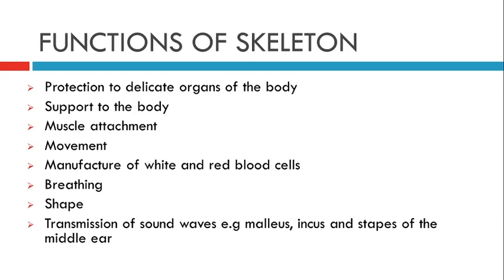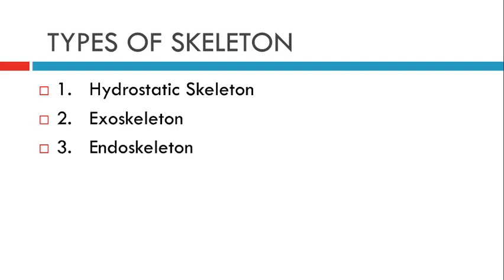And it also helps to give shape. The skeleton gives shape to our body, and also transmission of sound waves. It helps to transmit sound waves. That is found in the middle ear. The middle ear contains the malleus, incus, and stapes. These are also skeletal system. They are soft bones found in the middle ear. So these are the functions of the skeleton.